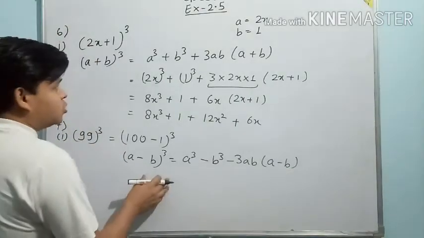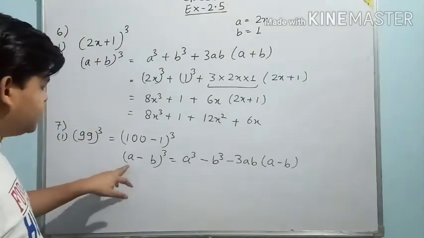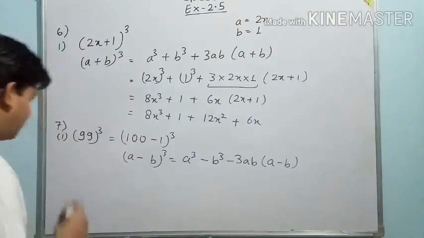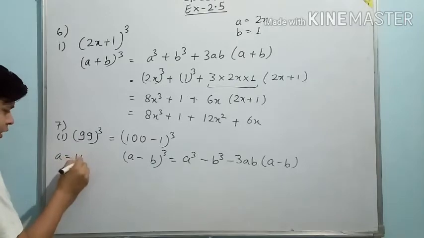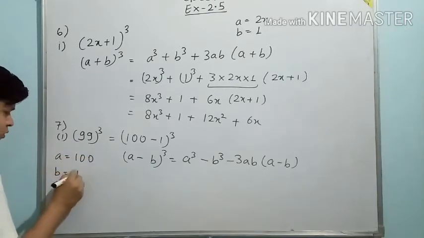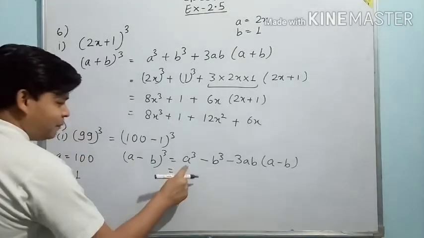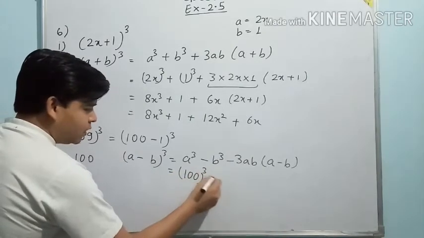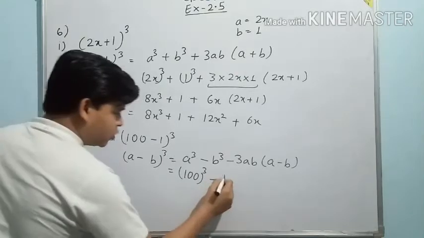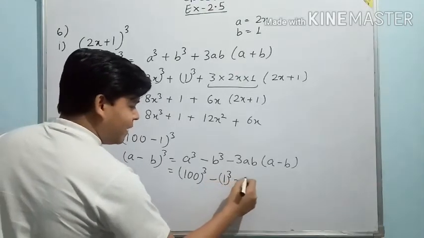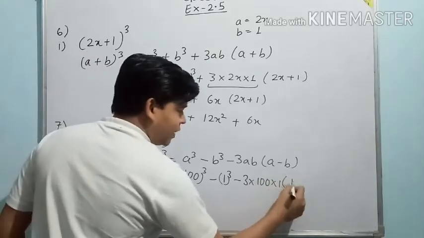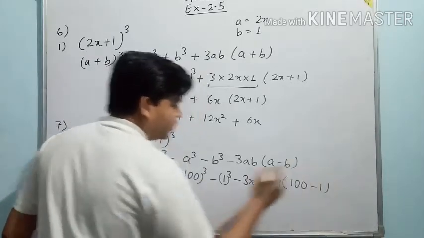So when you compare these two, a is equal to 100 and b is equal to 1. So let's put the values here. a is 100, so 100 whole cube minus b, that means cube of 1, then minus 3 multiplied by 100 into 1, and in bracket we have 100 minus 1.